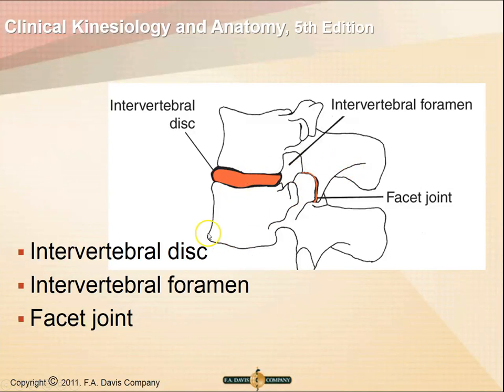And we have our facet joints. So this is going to be our articulation between the articular process of the vertebrae from above as well as the vertebrae from below.